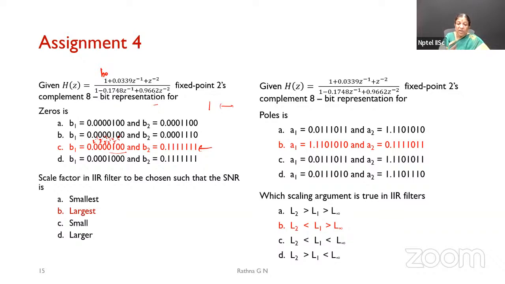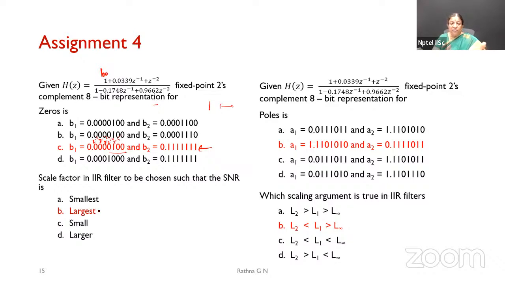0.0339. Okay. Scale factor for IIR filter is to be chosen such that the signal to noise ratio is going to be, what is it? We want to have the signal to noise ratio maximum. That's why it should be the largest that we select. So the same example has been given.